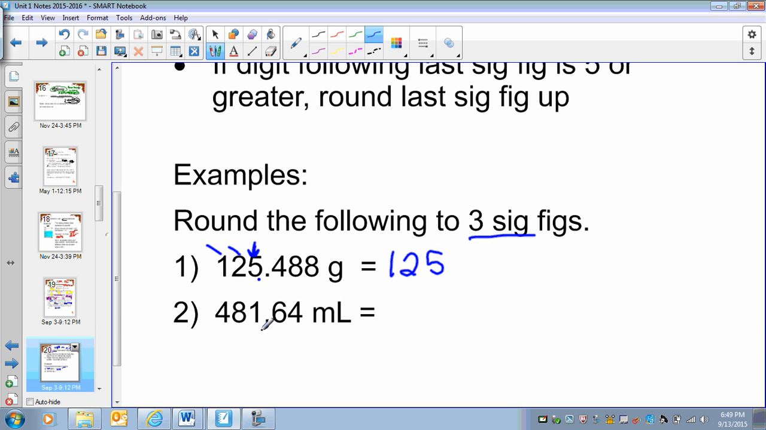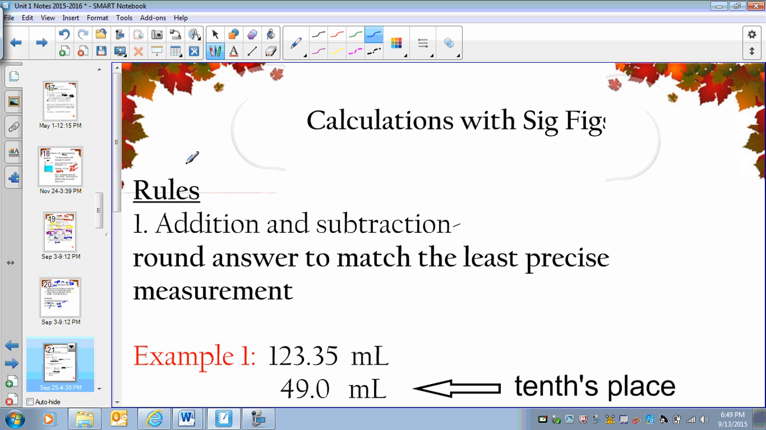How about this one? I'm going to round it right here again up to 3. This is 1, 2, 3, and the next is more than 5, so it goes to 482. So this is 3 significant digits. So rounding rules are the same as you have learned before.